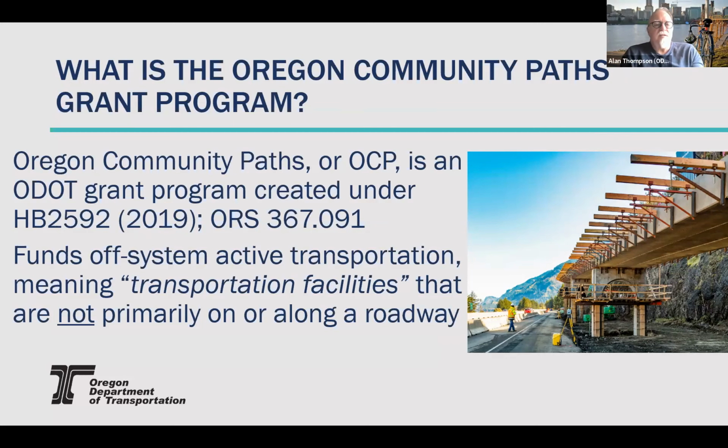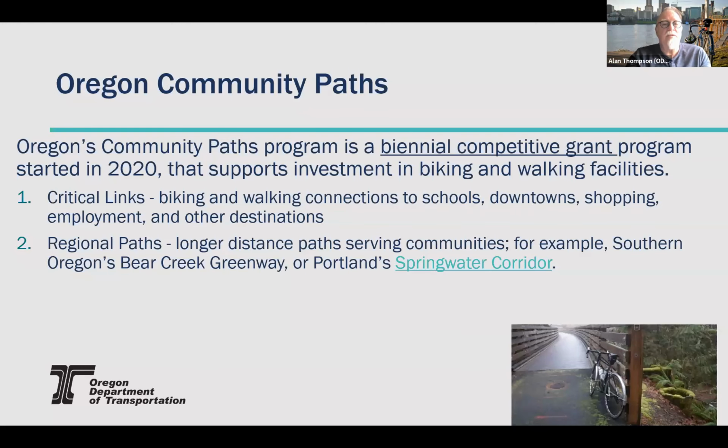It funds off-system active transportation, meaning transportation facilities, not recreation, that are not primarily on or along a roadway. And when I say not recreation, it doesn't mean that there doesn't have to be a recreation component, because so many of our paths can be used for both transportation purposes and recreation purposes, but it must show some type of transportation purpose. It's biennial. It started in 2020. The next cycle is 2024, starting in August, and it supports the investment in facilities.